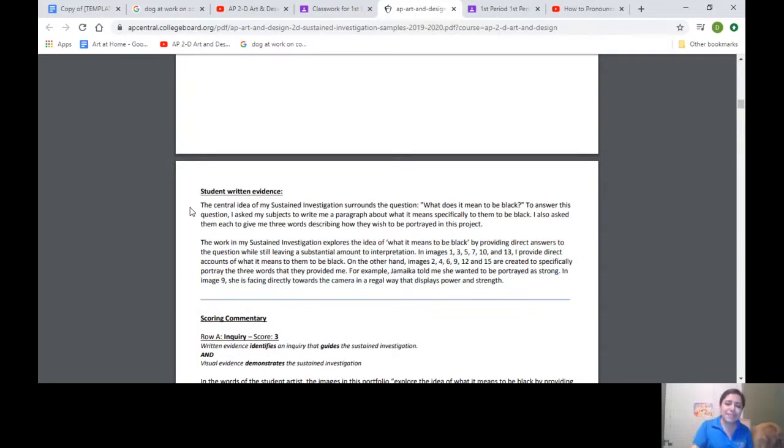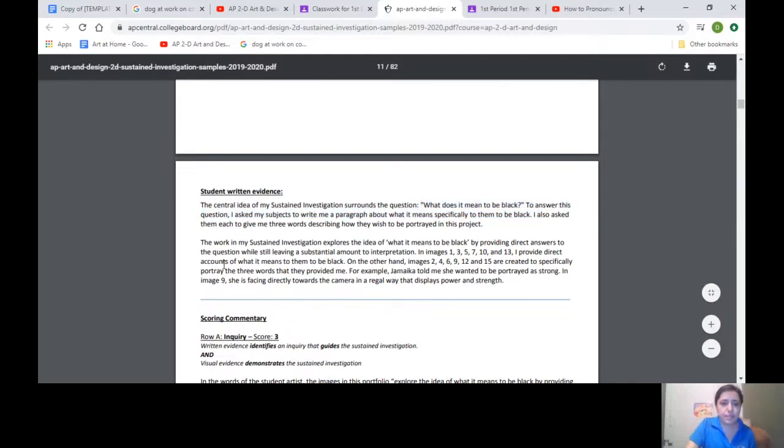So the first part is basically the story and answering the question, what guided you? So as you can see, this is how they start. What does it mean to be Black? That's what guided their inquiry. The second part, I'm going to read right now.